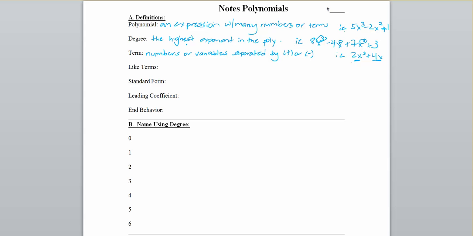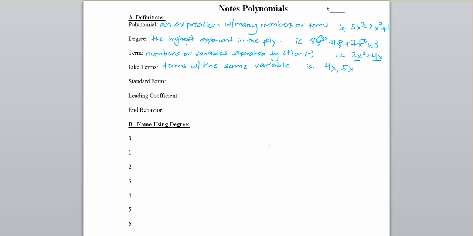Like terms are terms with the same variable. Doesn't matter what variable it is, but if they have the same variable, they're like terms. So an example would be 4x and 5x. Those would be like terms.